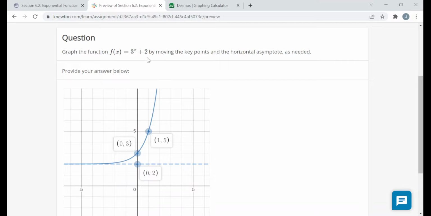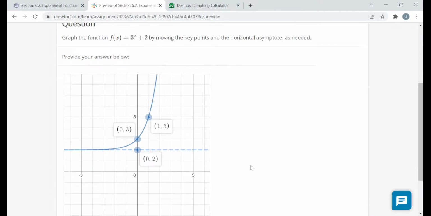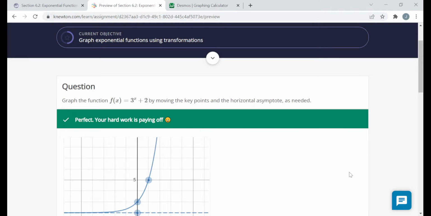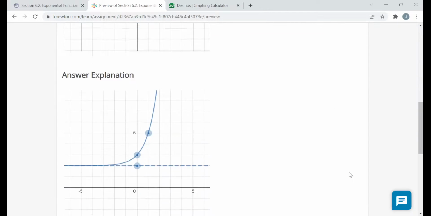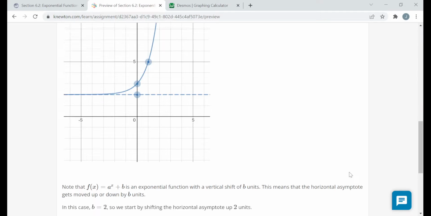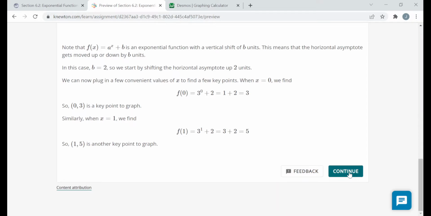Right? The only time the asymptote's moving is if you have a plus or minus some constant at the end, like the plus 2 here, and that should be good. Right? Those should be relatively simple. But after the way it looked like it moved, I would suggest moving the asymptote first, and then the points.